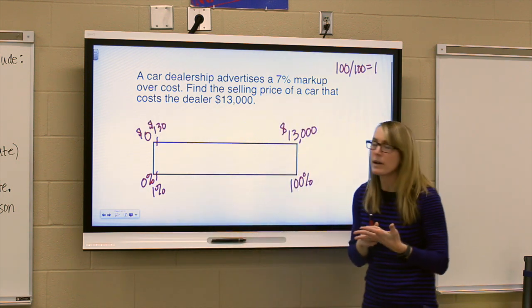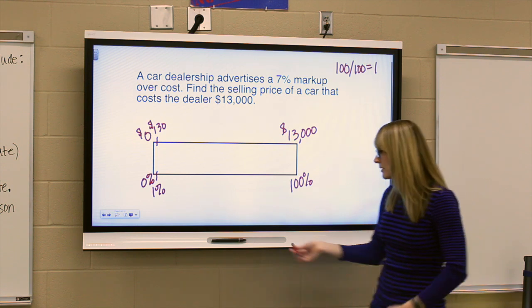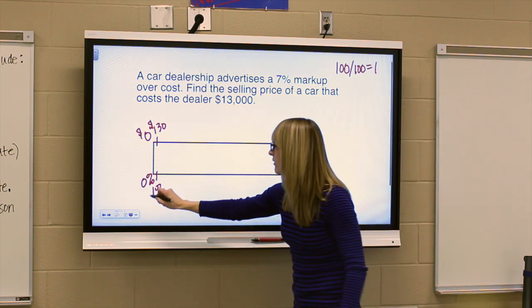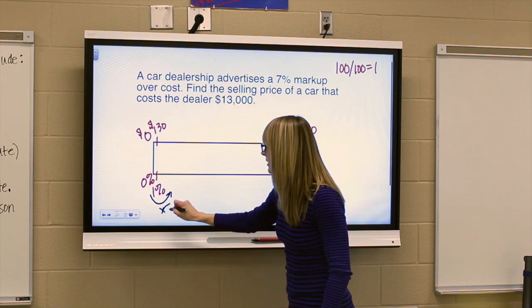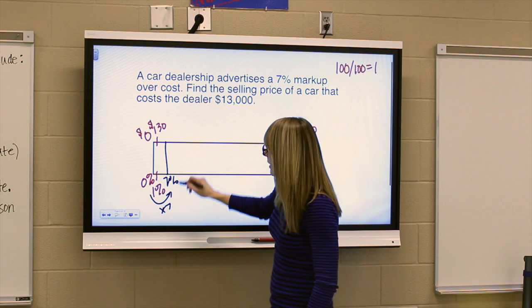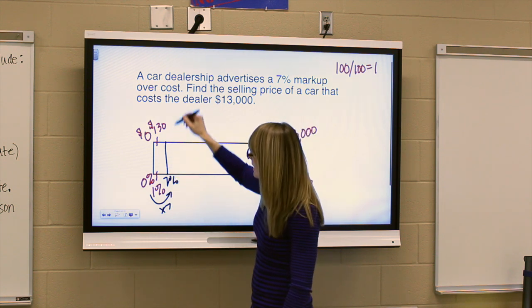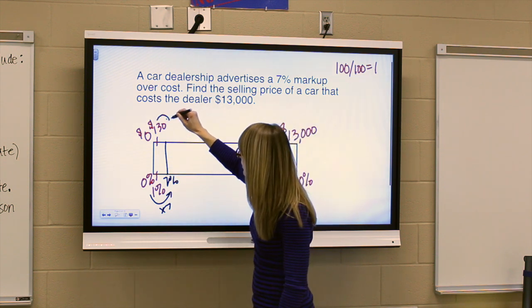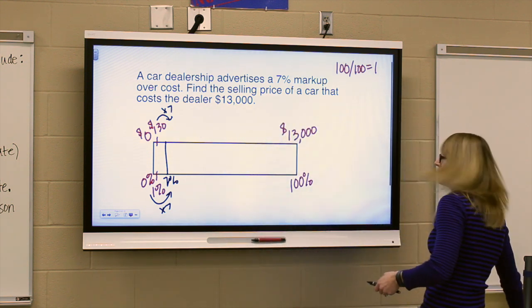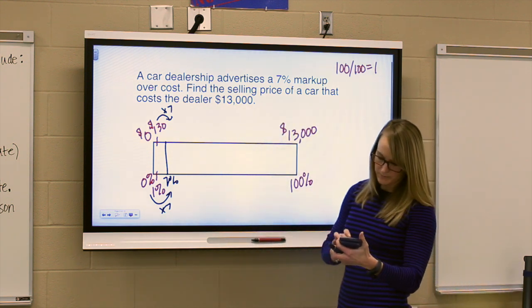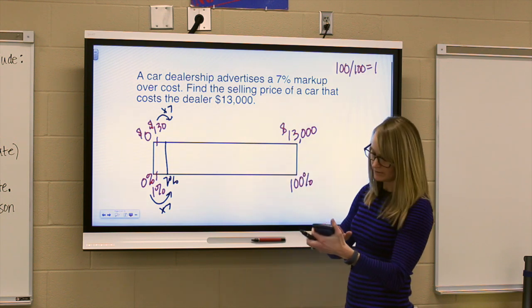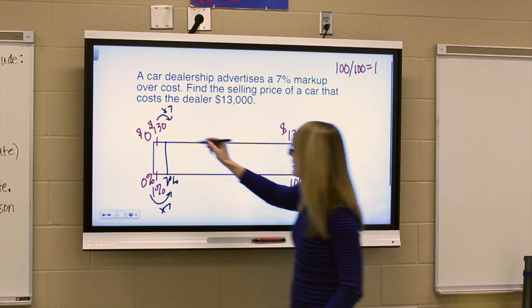Okay, and if I know that 1% is $130 and I want 7%, just use that scale factor of times 7 to get to 7%. Times 7 here, you have to do times 7 here. So 130 times 7 would get you your 7%. 130 times 7 equals $910.